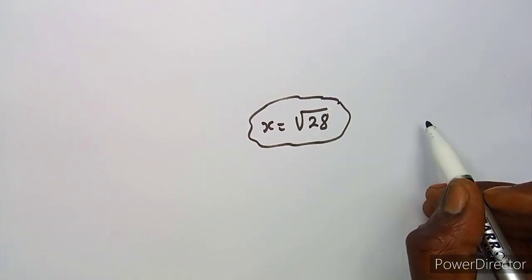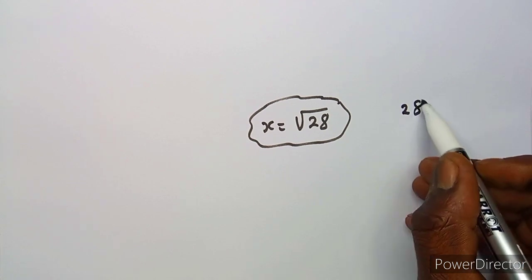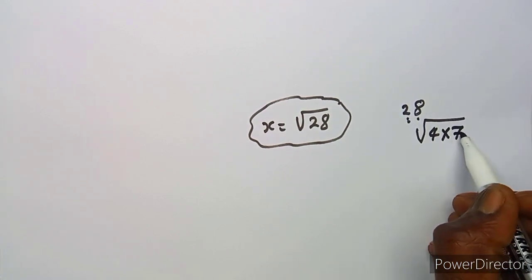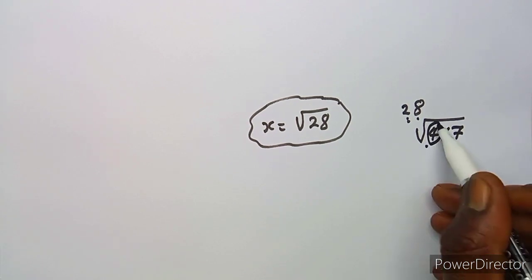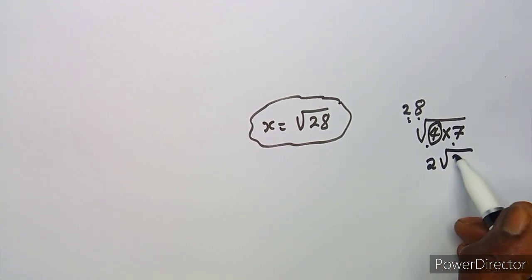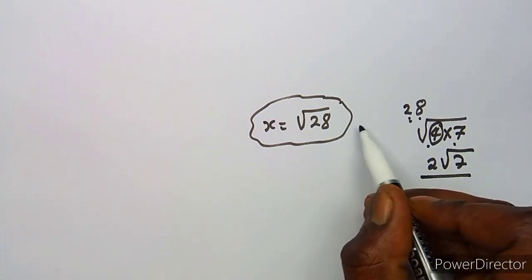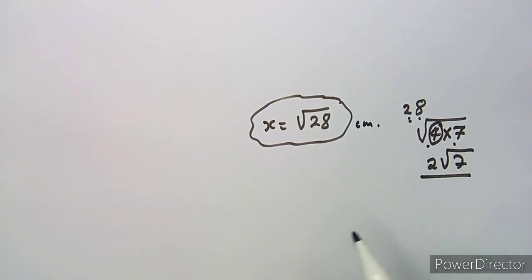Or you can simplify further. Remember, in 28, the highest perfect square that we have is 4. So you can have 4 times 7, which gives us 28. And the square root of 4 is 2. So it can be 2 square root of 7. That is your x, which is in centimeters or units. Okay. So you can leave this as square root of 28 or 2 square root of 7 in surd form. So that's what we had, guys.